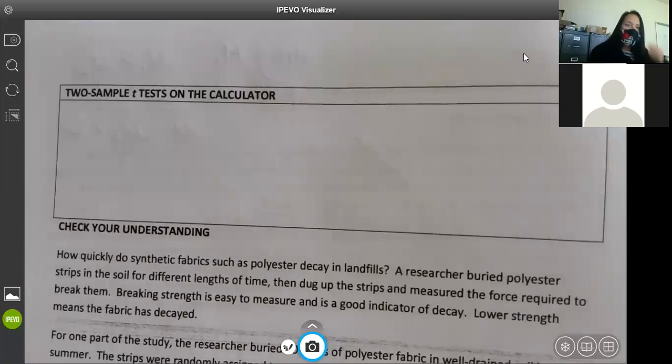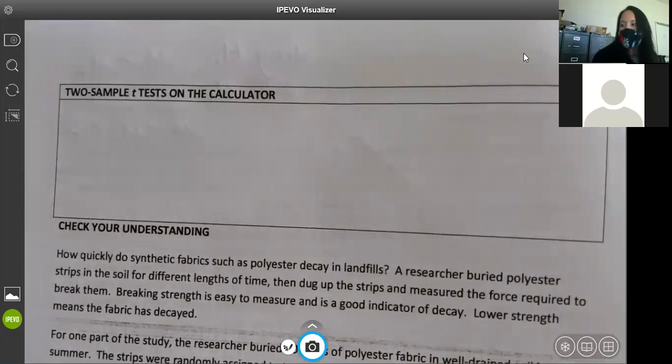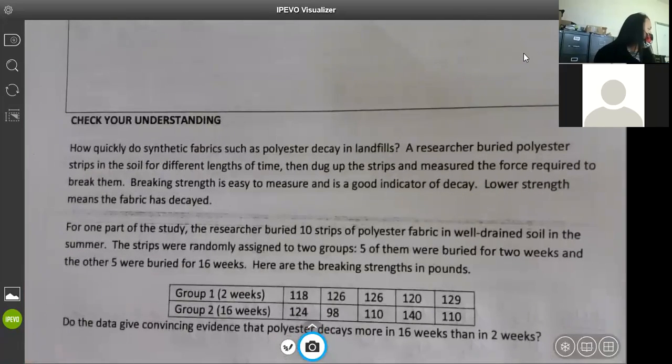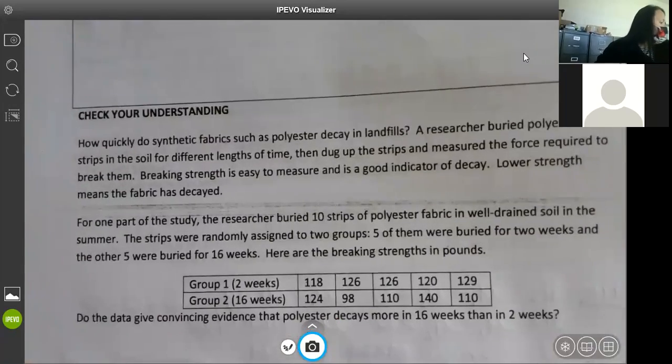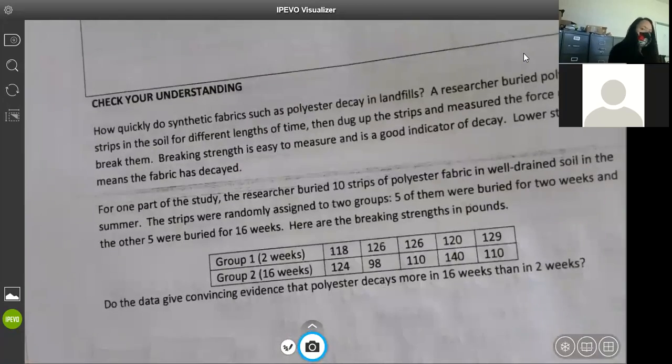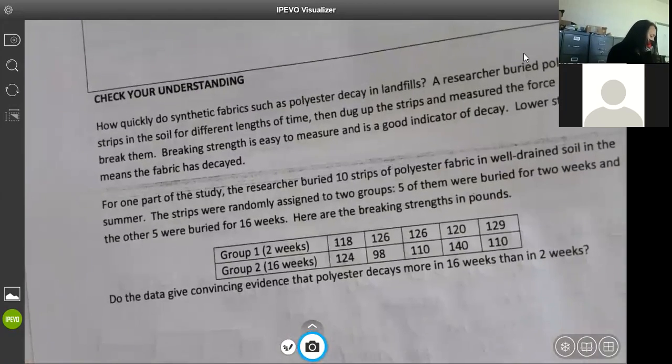Calculator. So we don't need to do that. We're going to go on and move down to the check your understanding. So you basically have 2 examples and then we'll be done and your homework is already posted. So as soon as we finish, you can go check that out.